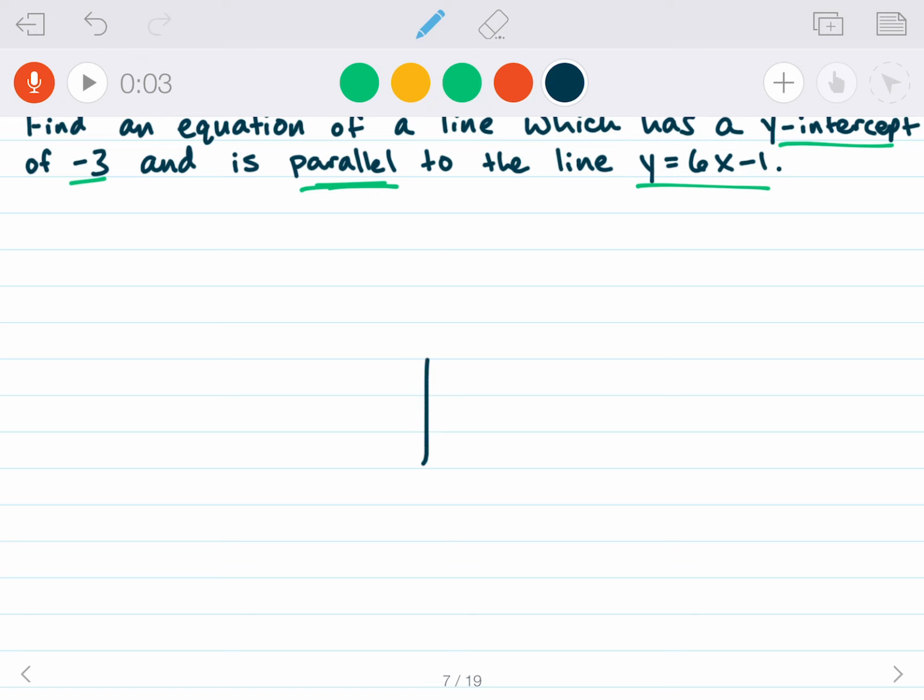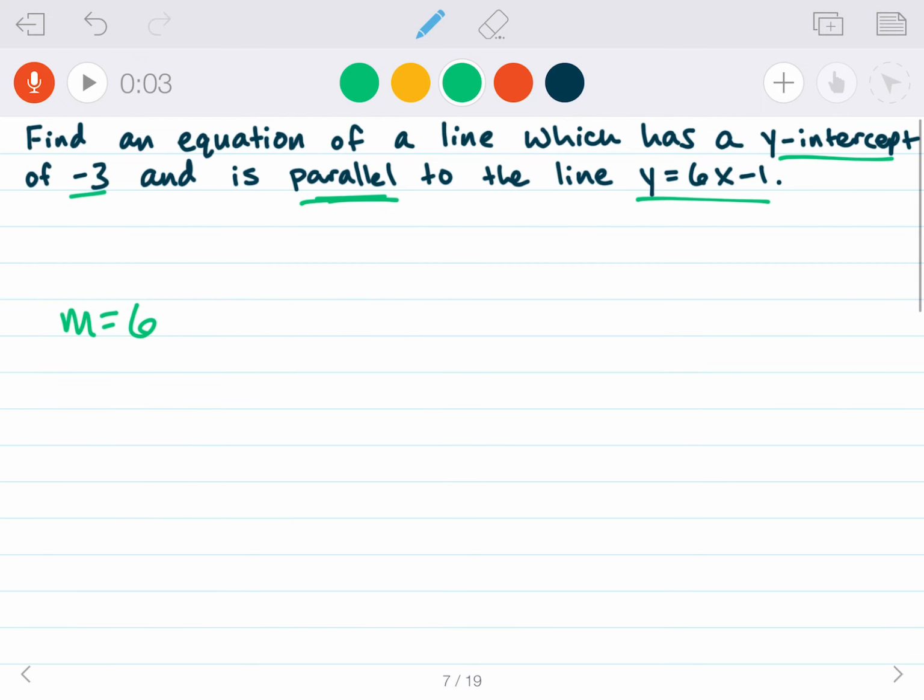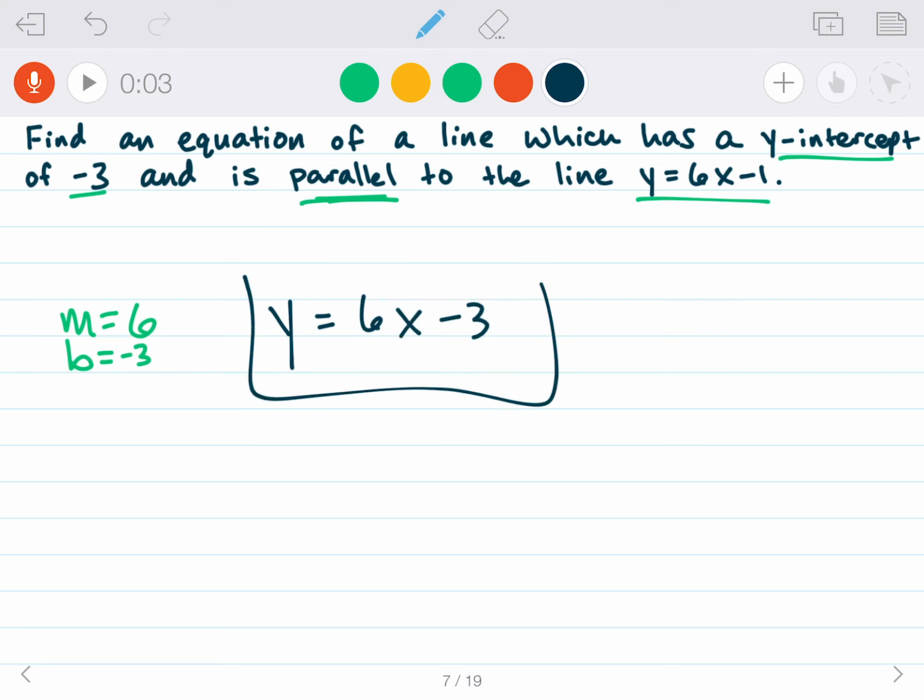What does that tell you about the slope? Well, it tells you the slope needs to be the same as this one, right? We're trying to find another line that has this same slope. That's what parallel means. So the slope needs to be 6. They're parallel, so the slope needs to be the same. And the y-intercept is going to be -3. And so the line that I'm interested in is y equals mx plus b, and that's my answer here.